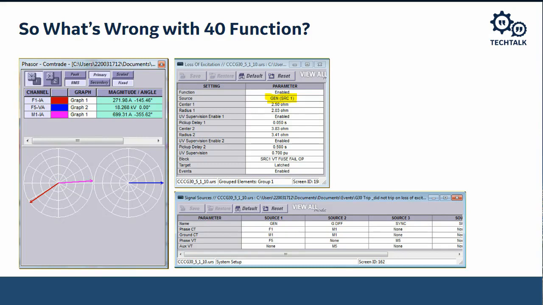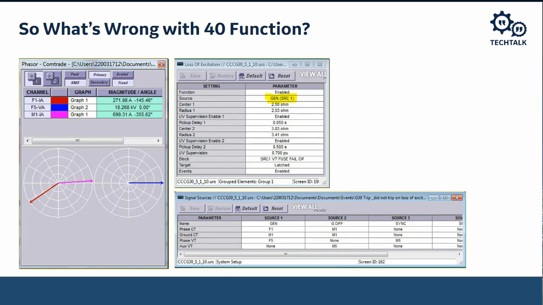This error could have been found earlier during commissioning if they had compared their voltages to the terminal currents of the generator and seen that the terminal currents, which would be the F1 currents, are in the reverse direction from the terminal voltage. And then they would have known that they had wired this incorrectly.